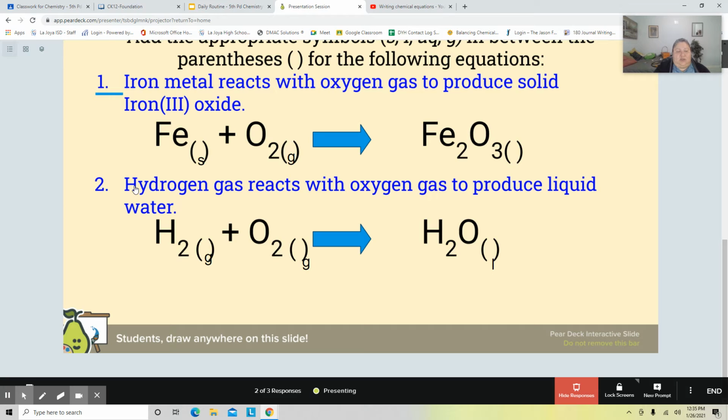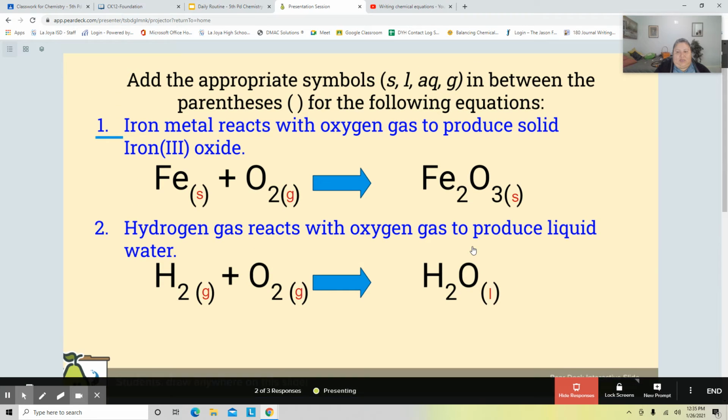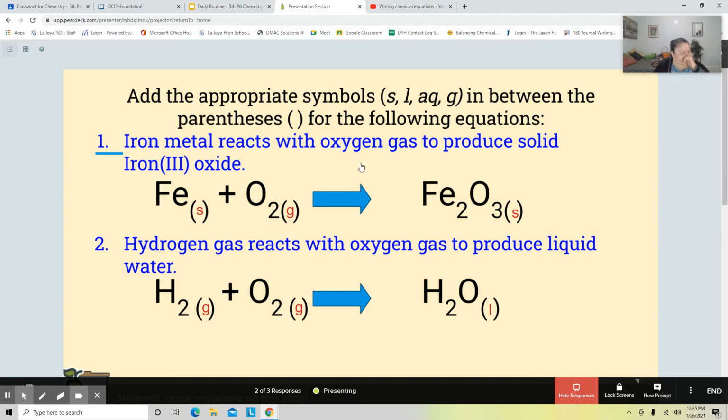Number 2, this person, it says here, hydrogen gas reacts with oxygen gas to produce liquid water. So hydrogen gas, the fact that it says gas definitely should have a G in here. The other one, again, it says oxygen gas, definitely should have a G in here. And then the last one, it's producing liquid water, well, definitely L. Really, really easy, okay? Excellent job, both of you guys. Great, great job, okay?